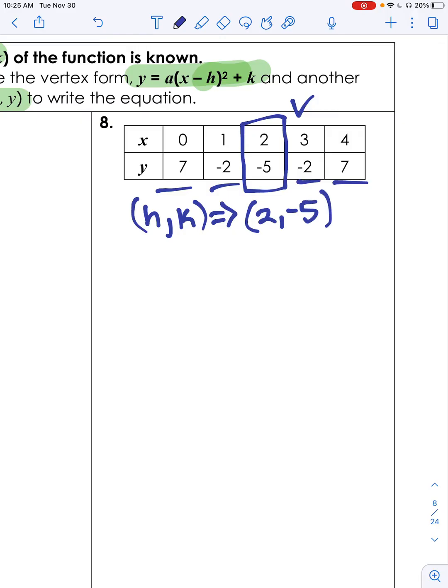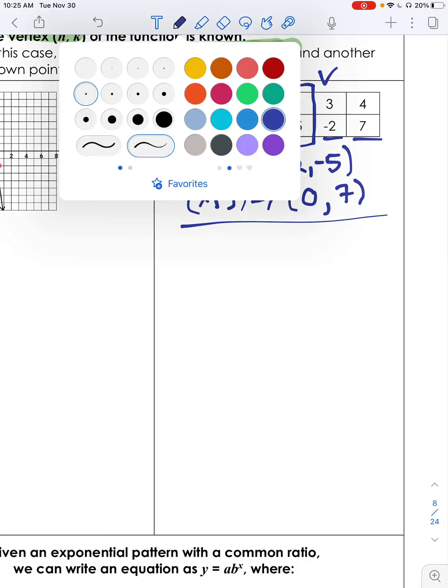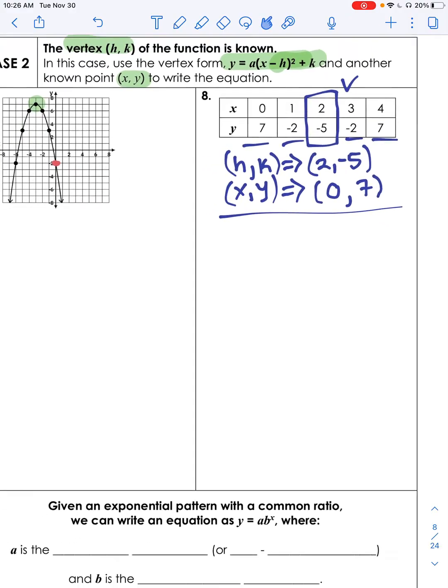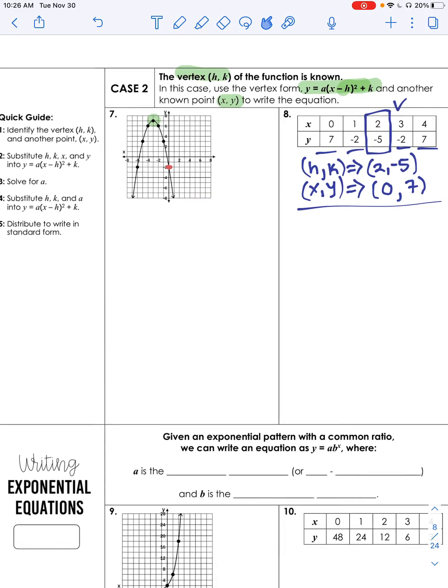And then again, if you can, I would use the (x, y) point with a 0. It's just a little easier in an equation if you can have one of your variables equal to 0. Okay? But any point will work. All right, so we did step 1. I'll zoom out so we can see the steps. Then we're going to substitute h, k, x, y into our vertex form.